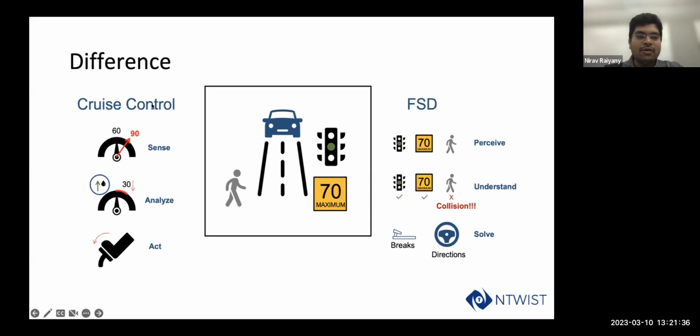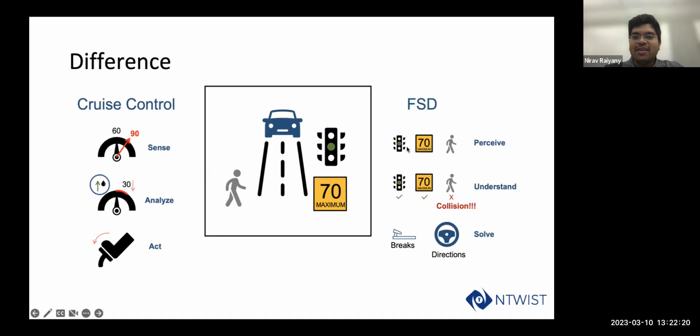On one hand, you have cruise control, which is a good example of automation. The way cruise control would handle the situation is it is asked to go at the speed of 90. So it would first sense the present speed, which is 60 right now. Then it would analyze it and realize that it is 30 away from where it should be. It wouldn't care what the present speed limit is, which is 70. So it would know that it is at a lower speed than it is instructed to go at, and it would increase the speed by pushing the gas pedal.